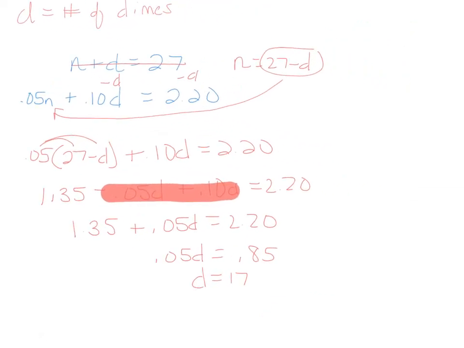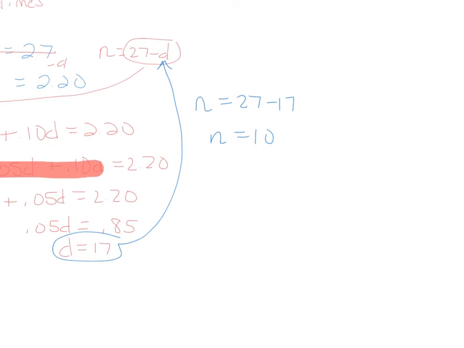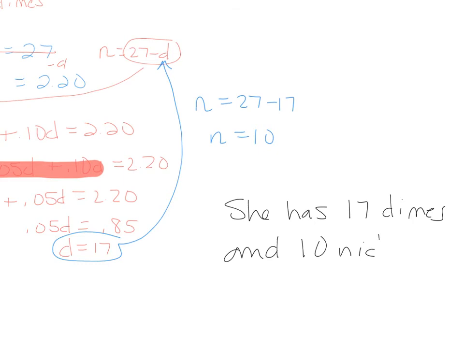Okay, so now I'm going to go ahead and take this and plug it in. I'm going to plug it in right there because I think it's easier. So I end up with 27 minus 17, or 10 nickels. Okay, so now let's write your sentence. She has 17 dimes and 10 nickels in her pocket. All right, and that concludes the notes for Chapter 6, Word Problems number 2.